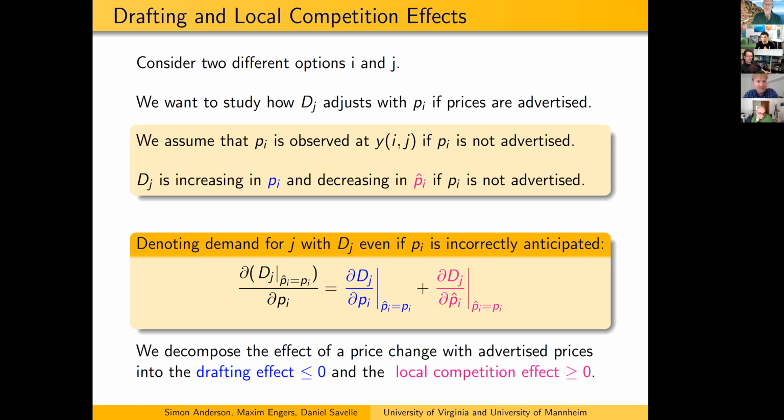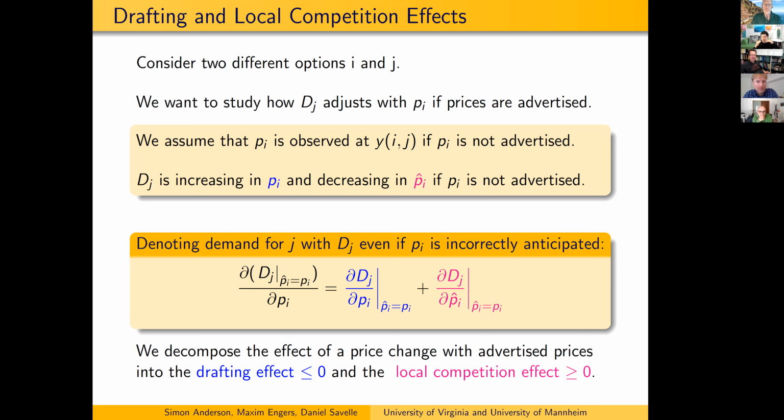Another way to say this: when drafting effects will dominate local competition effects. But the idea is that you can do this decomposition. And even if a price was buried, you could still do this decomposition by using that common ancestor to still break the parts. You just wouldn't go all the way back to the root.